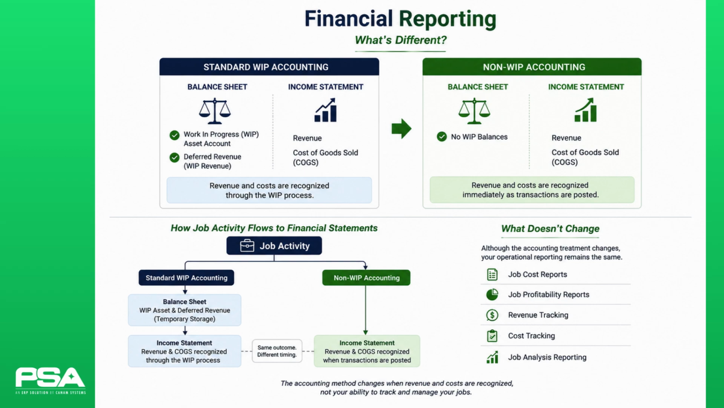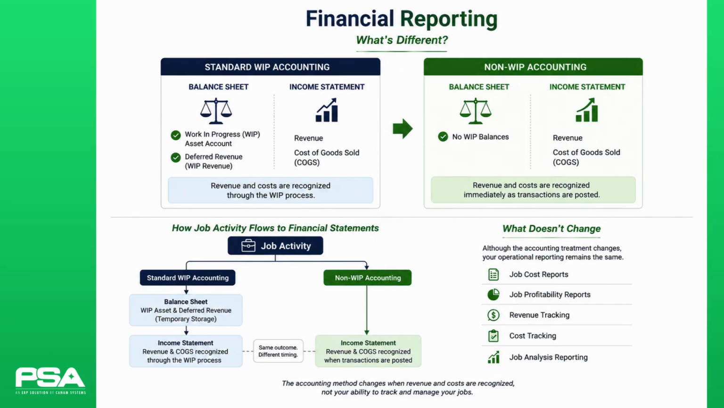As a result, you'll notice one of the biggest differences is on the balance sheet. Because non-WIP doesn't use work in process accounting, you won't see WIP asset or WIP revenue accounts carrying balances from month to month. Instead, revenue and costs flow directly to the income statement as transactions are posted. It's also important to understand what doesn't change. Your income statement will still contain the same revenue and the same cost of goods sold accounts. The accounting method simply determines when those accounts are updated, not which accounts are used.